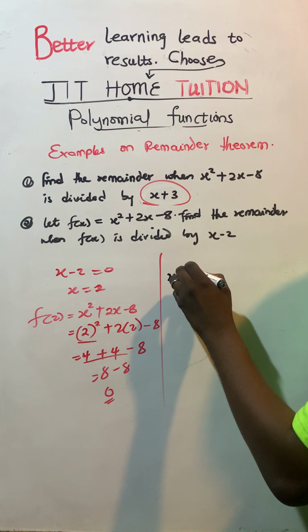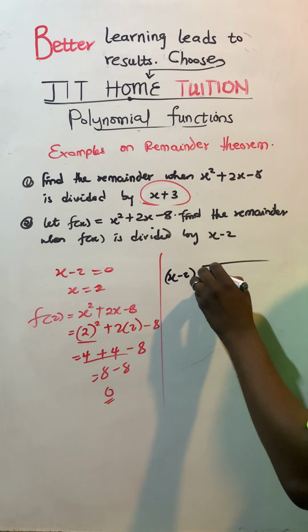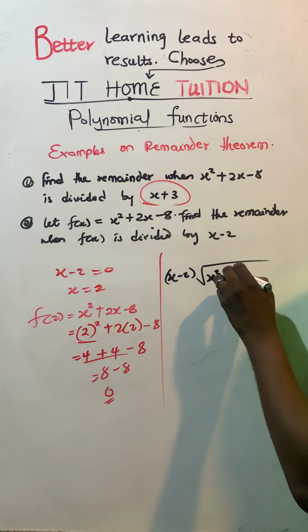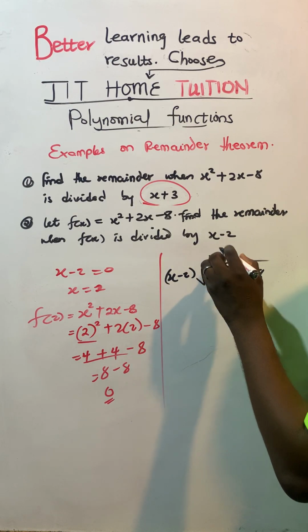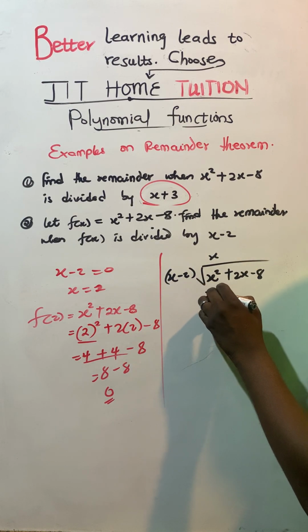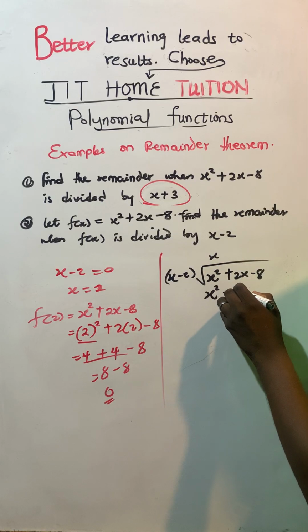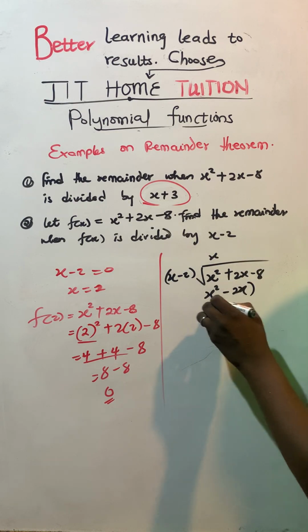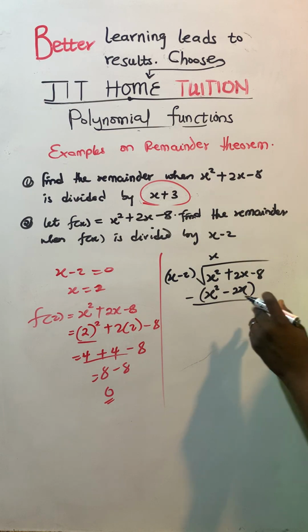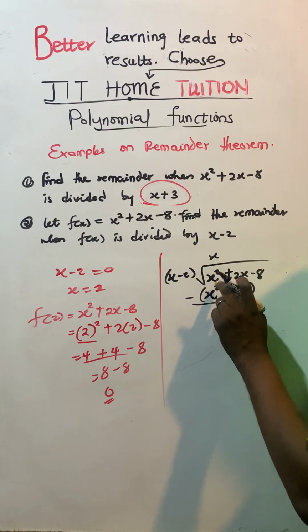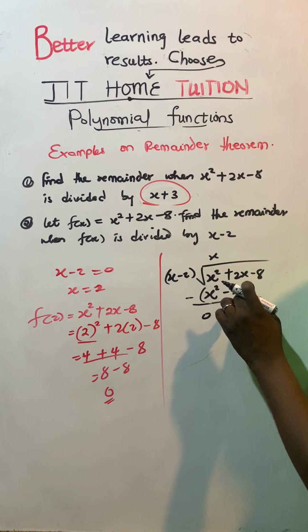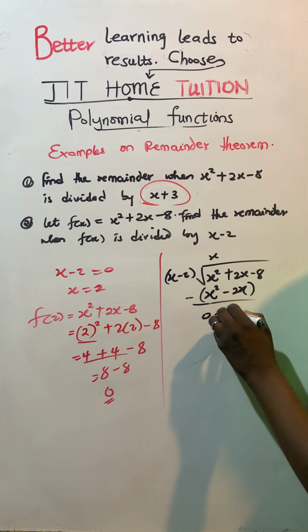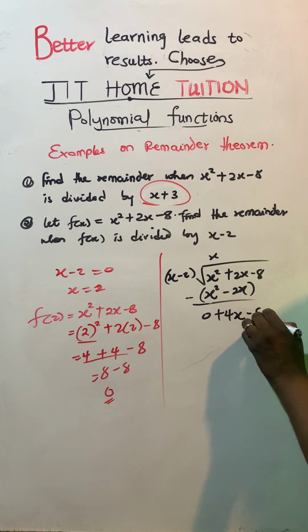You have x minus 2 dividing x squared plus 2x minus 8. When this one divides this, you have x. x times x is x squared. x times this, you have -2x. Alright, so what is happening? The negative will affect this, making this side 0. Negative will be positive. So this plus that will give you plus 4x. Then you bring your -8.